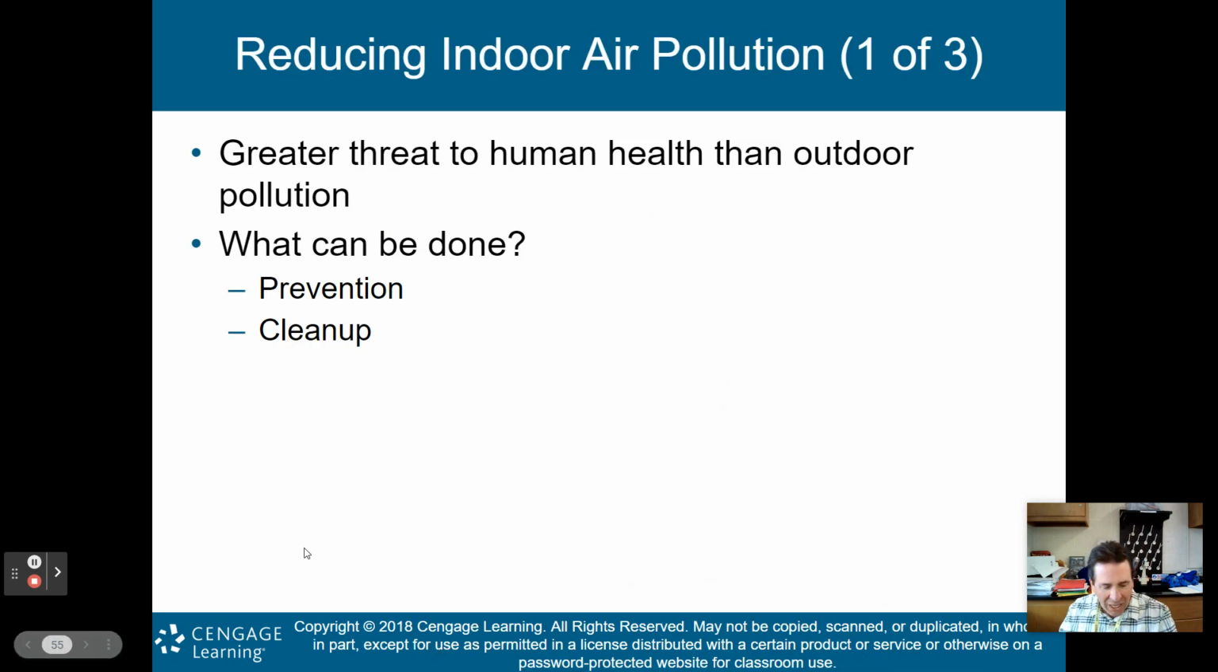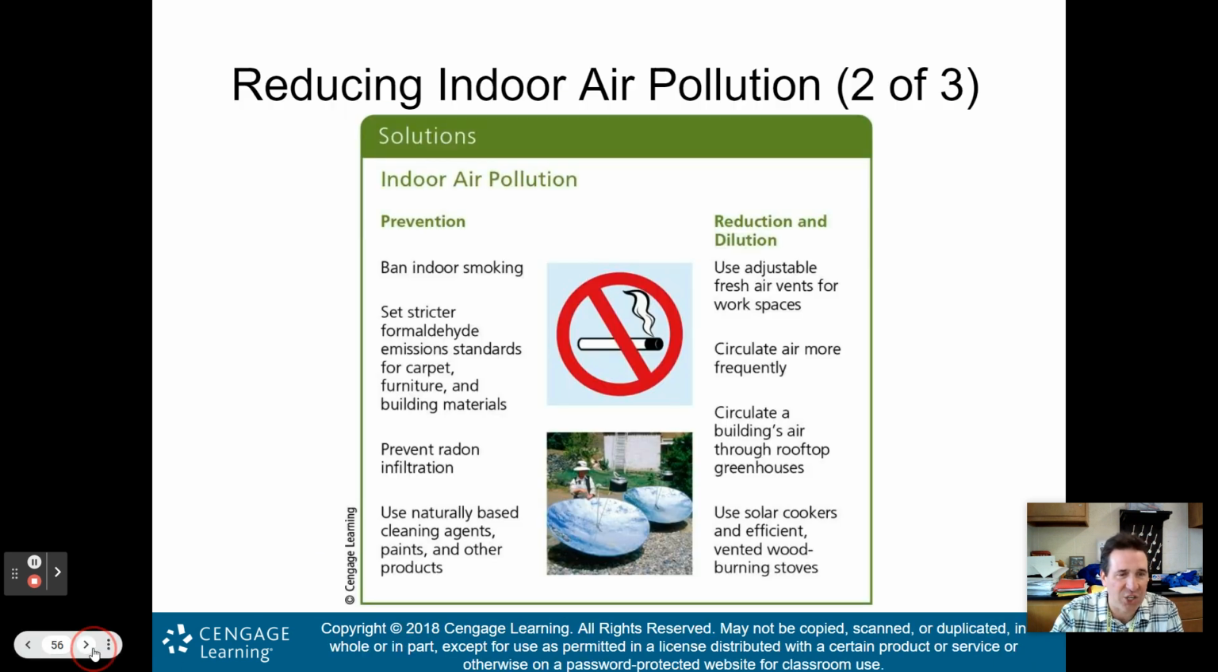All right. How can we reduce indoor air pollution? Well, again, it's the greatest threat to human health, actually a greater threat than outdoor air pollution. We spoke about this because we spend 70% or more of our time indoors. So what can be done? Obviously, two things, prevention and cleanup, with prevention always being the cheaper and the most efficient model. So prevention: ban indoor smoking, which pretty much has been done in most places, especially here in the United States.